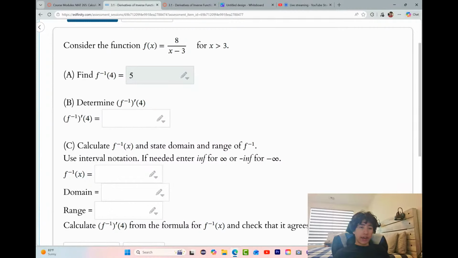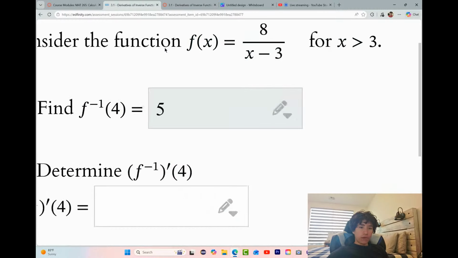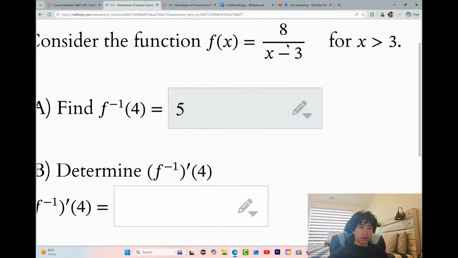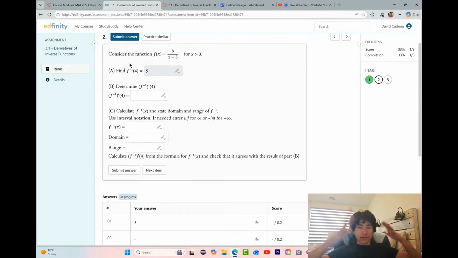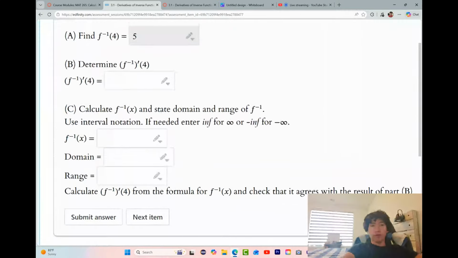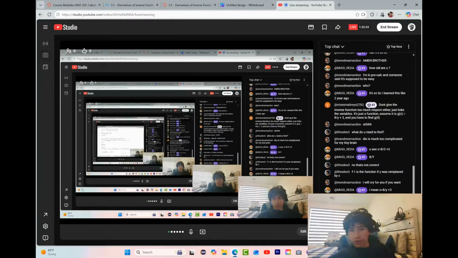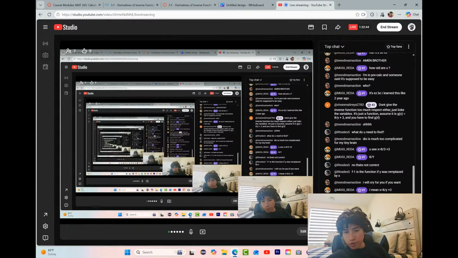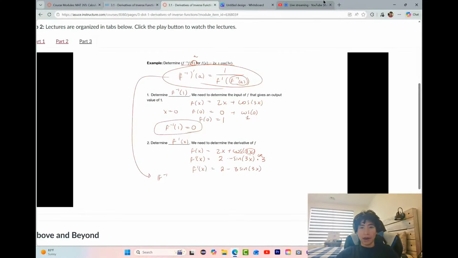F of x equals 8 over x minus 3, so f of a equals b. F of b. So 4 and 8 over x minus 3 are equal. B equals a. It's mind-boggling a little bit. But I think we're good. Just put y equals 4. It's correct. Bro, that was crazy. It is correct.